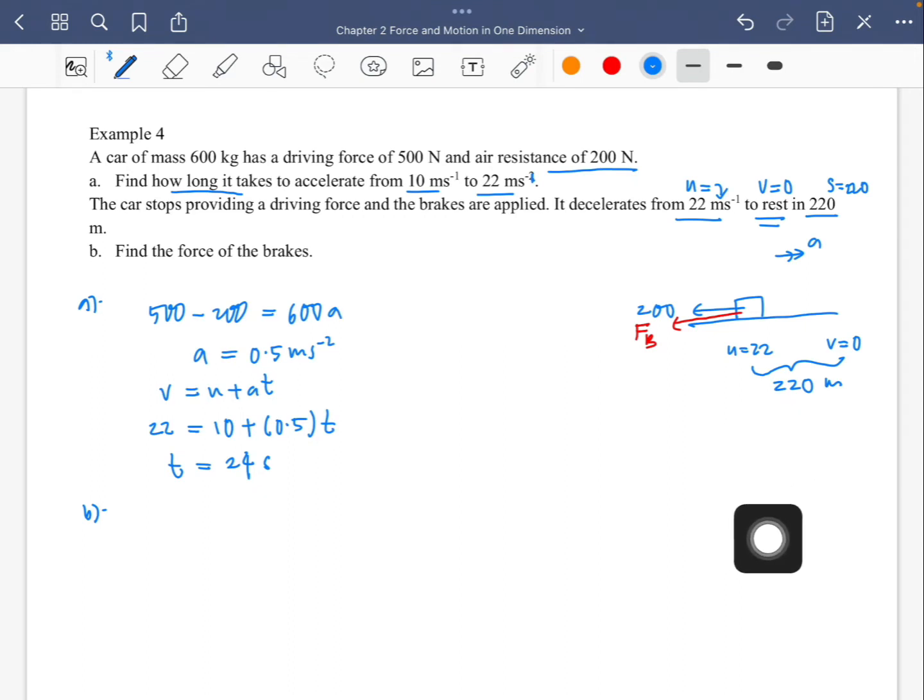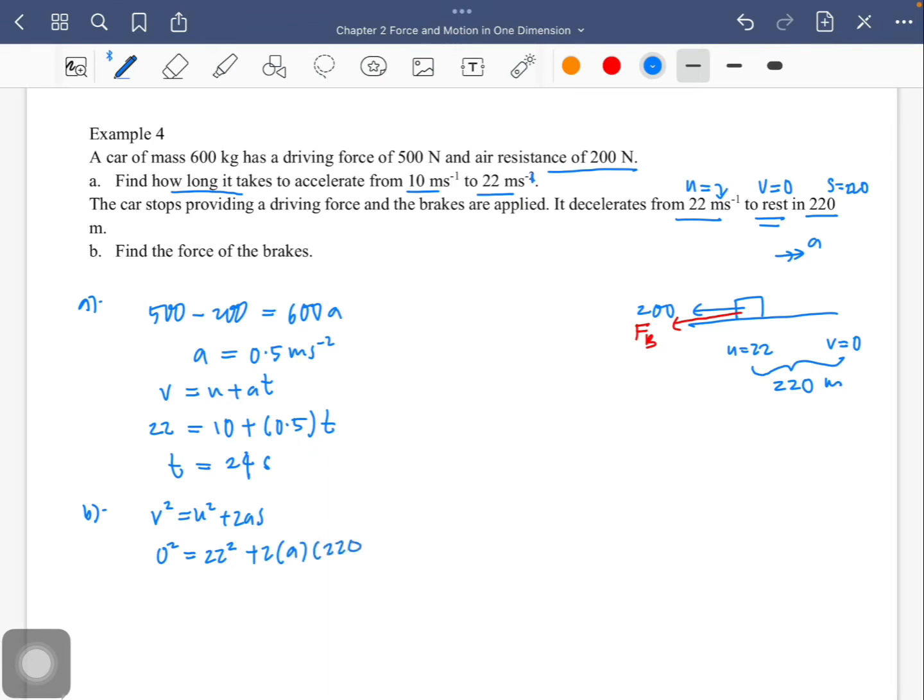We have the final velocity, the initial velocity, and the distance. So the best formula to apply here is v squared equals u squared plus 2as. This SUVAT equation does not require time to find the respective variable. So v squared is 0, and we just plug in the values: the initial velocity is 22 squared plus 2 times a, the thing we need to find, multiplied by the distance traveled. Going from 22 to 0 meters per second, we get the acceleration equal to negative 1.1 meters per second squared.